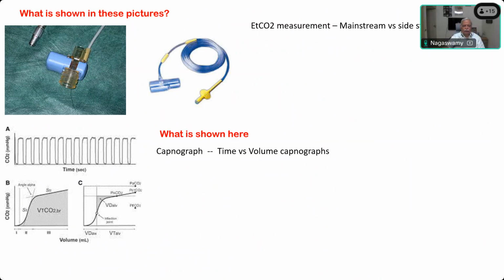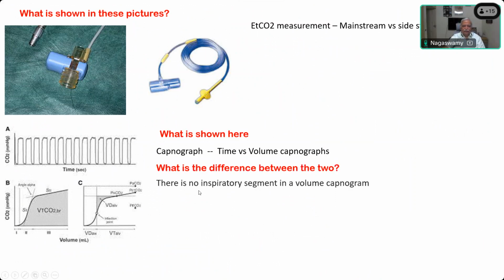What is the difference between the two? In the x-axis we have time, sir. Here we have volume, sir. Is there an inspiratory drop here, which is only measuring the entire CO2? Is there any drop in the CO2 here? So the difference is there is no inspiratory segment in the volume capnograph, whereas the time capnograph has the inspiratory segment also.